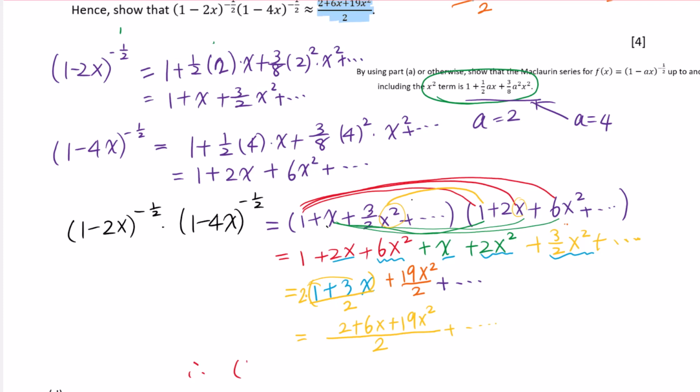Therefore, we got 1 minus 2x to the power of negative 1/2 times 1 minus 4x to the power of negative 1/2 is approximately 2 plus 6x plus 19x squared over 2.